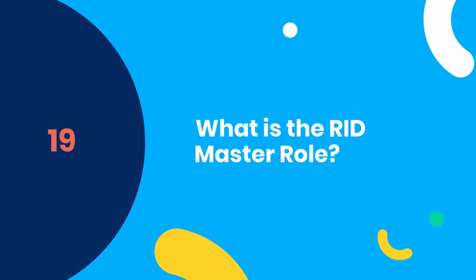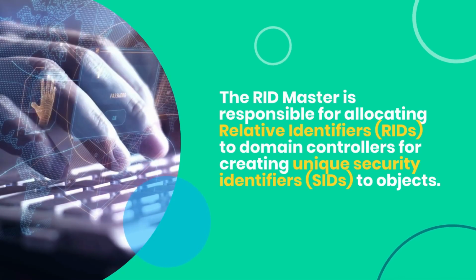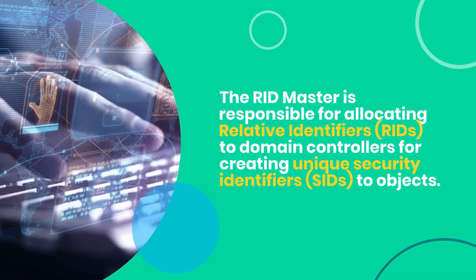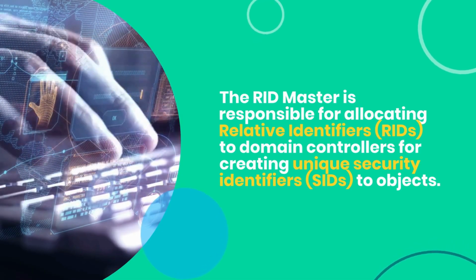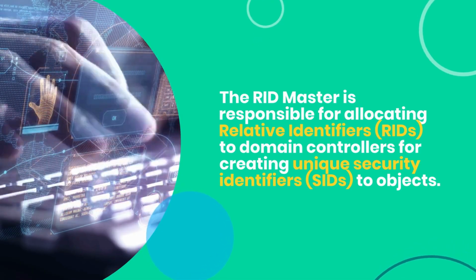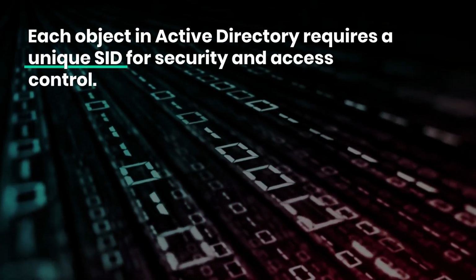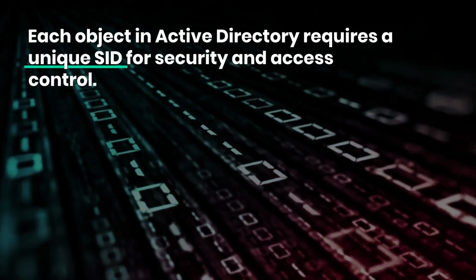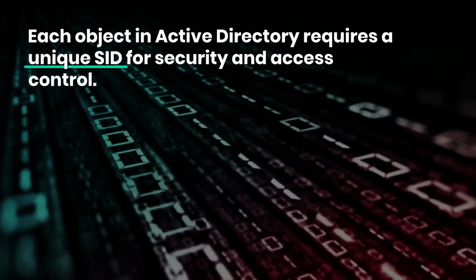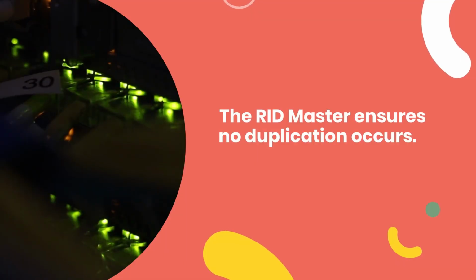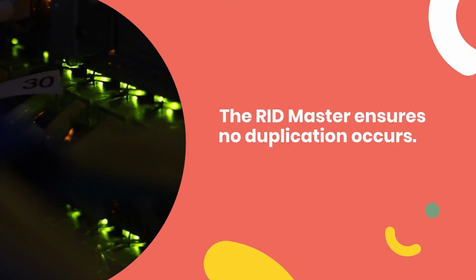19. What is the RID master role? The RID master is responsible for allocating relative identifiers, RIDs, to domain controllers for creating unique security identifiers, SIDs. For objects, each object in Active Directory requires a unique SID for security and access control. The RID master ensures no duplication occurs.